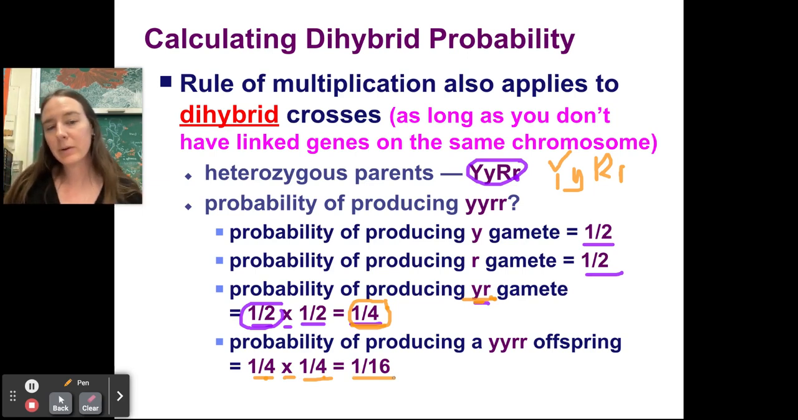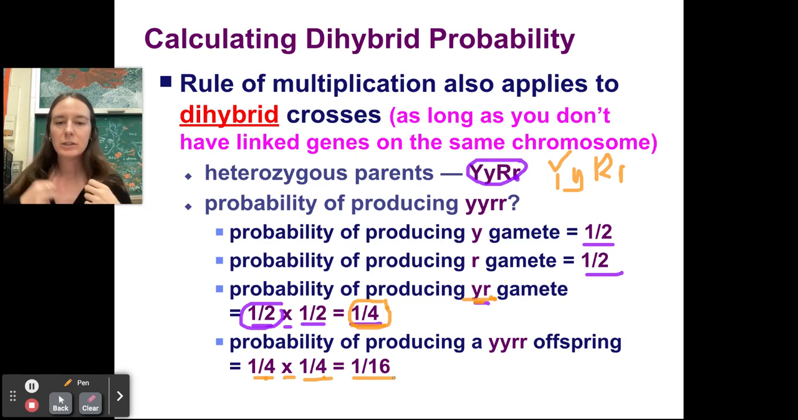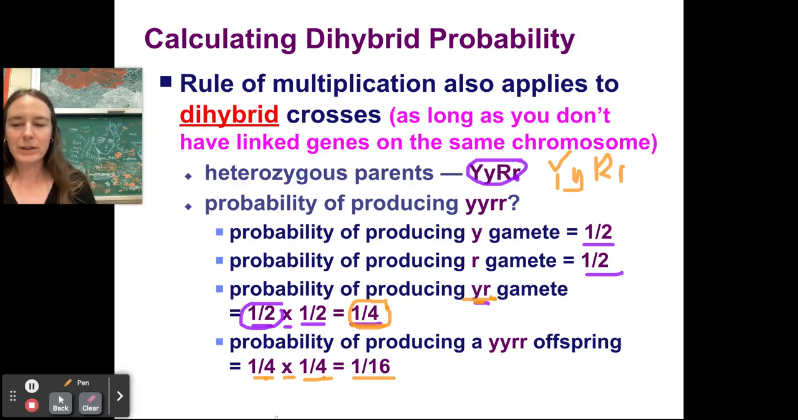So when you're doing dihybrid crosses, we're going to practice and come up with routines and strategies for doing this quickly. Because I know that when you're watching this, you're like, wow, how would I do this on my own? We'll do that as a class.